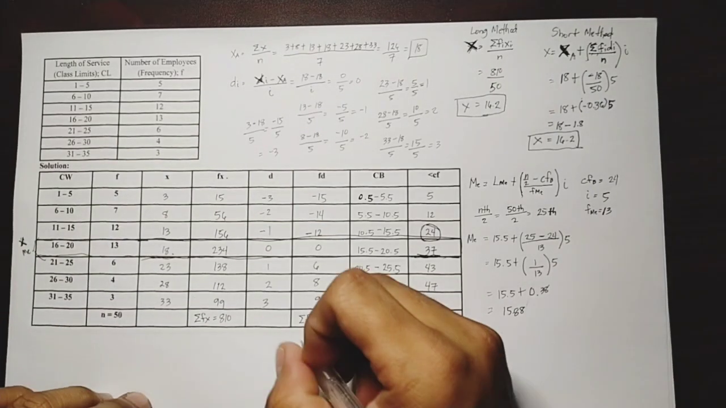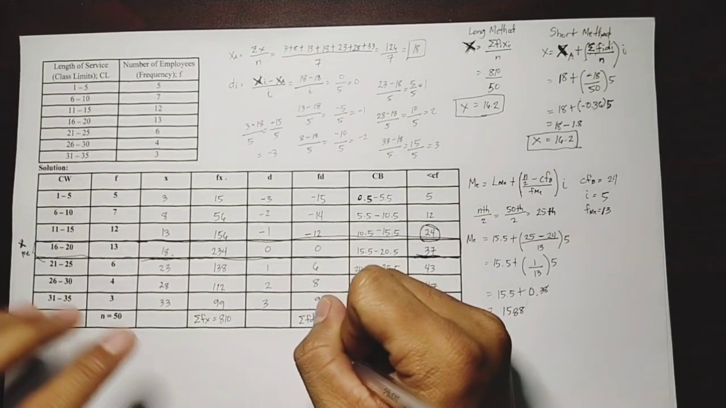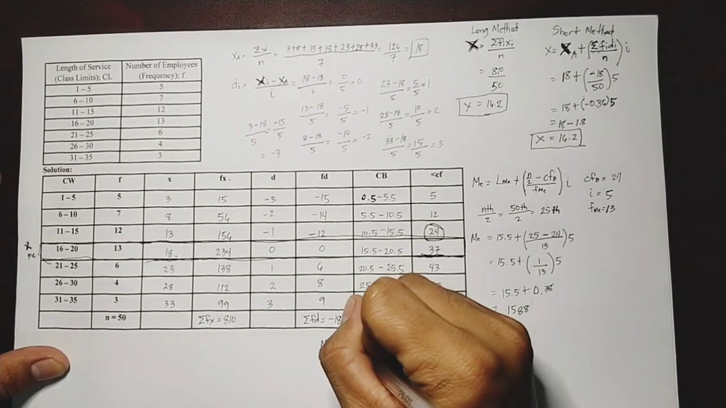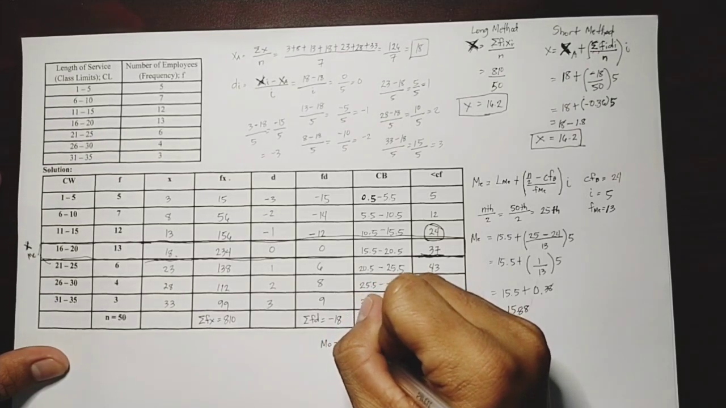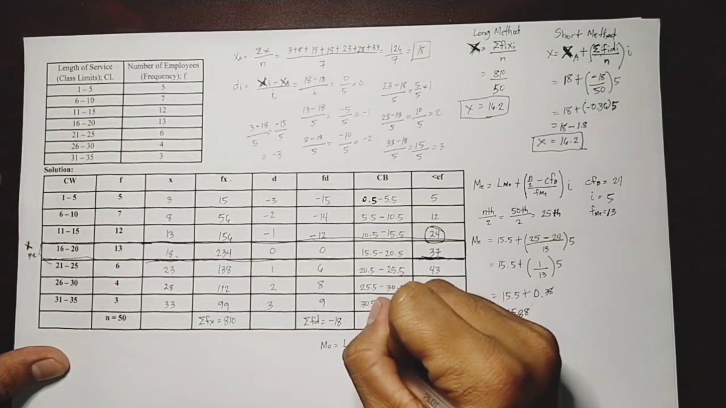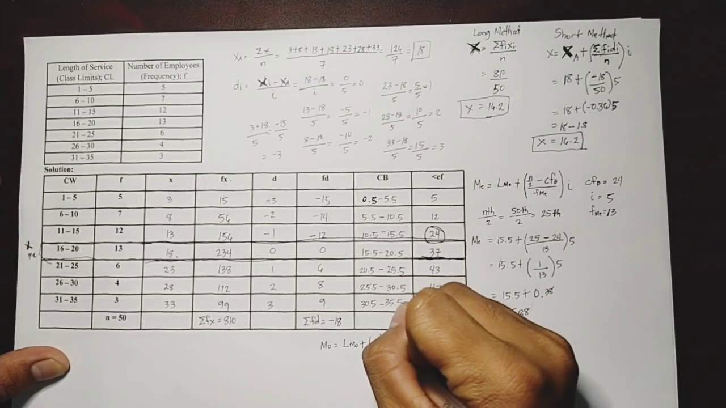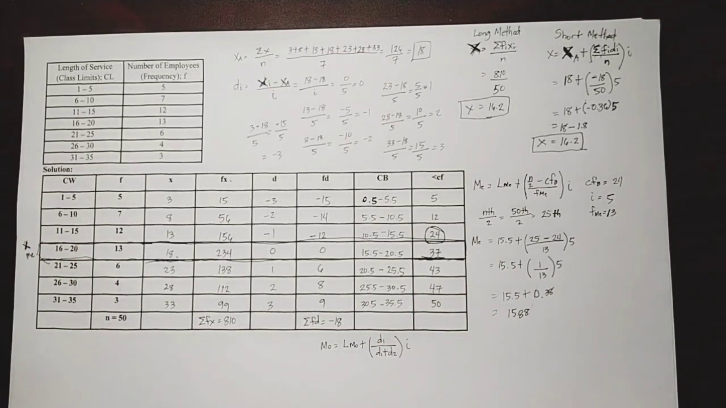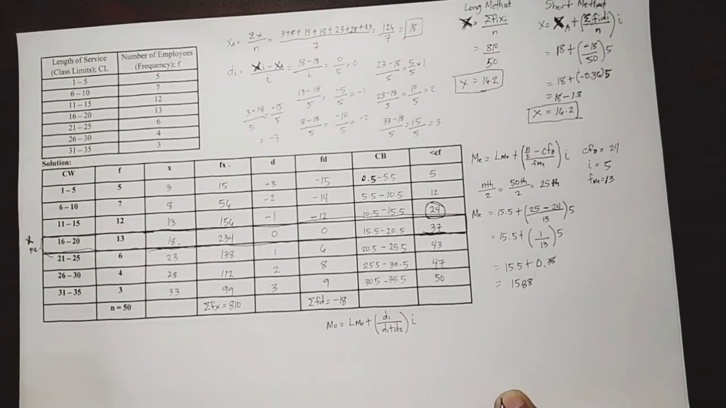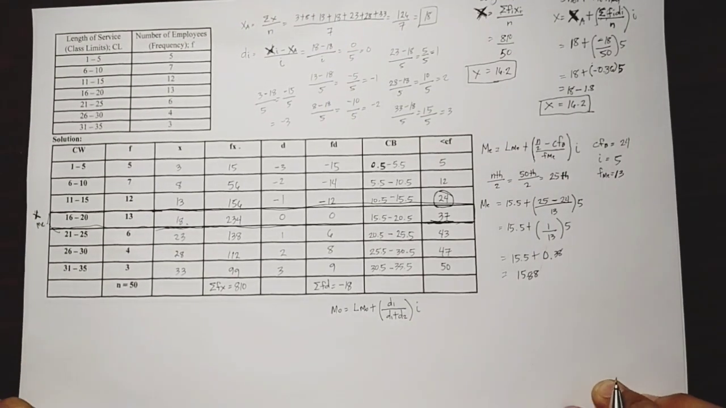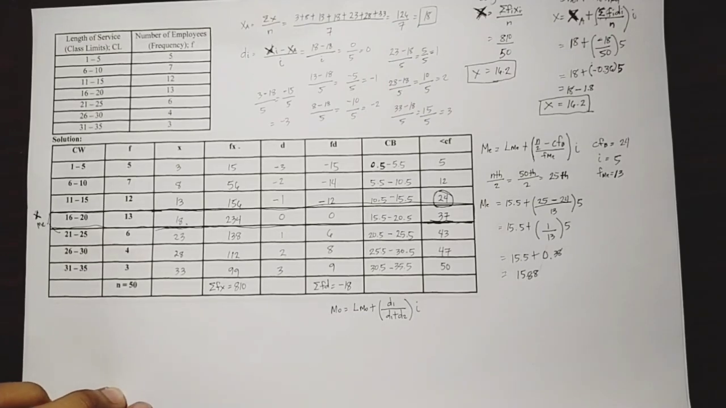Next, we have to find the mode. How do we get the mode? We have the formula: lower boundary of the mode plus D sub 1 over D sub 1 plus D sub 2, multiplied by the class interval. We have to know how to get D sub 1. Sir JP, how do we get D sub 1?